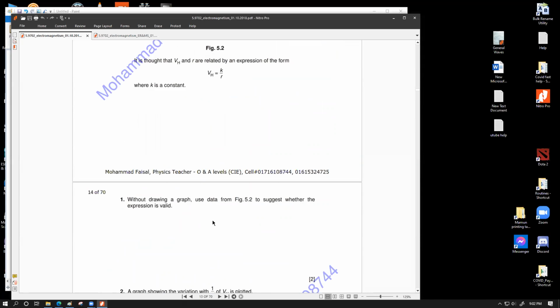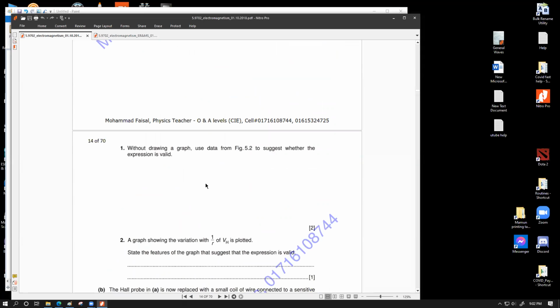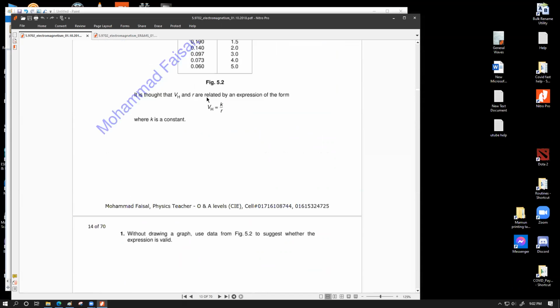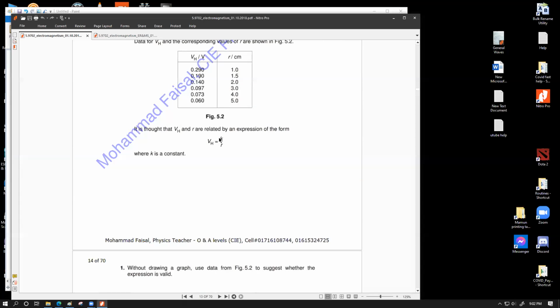Whenever you are asked to check a relationship like this without drawing a graph, the first thing you do is try to validate this relationship with at least 3 sets of data. Sometimes the mark scheme might say 2, but I've seen in most cases 3 is good enough. You don't have to go for 4, but if you want to, you can. So here VH equals K by R. If you make it into a linear relation, you get VH into R equals K. So the product of Hall voltage and distance should give you a constant number.